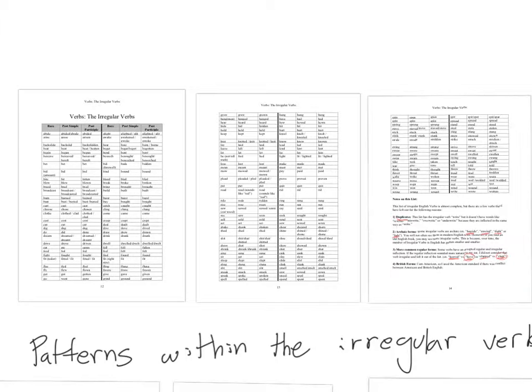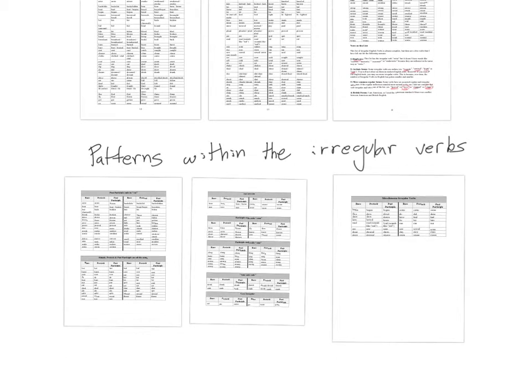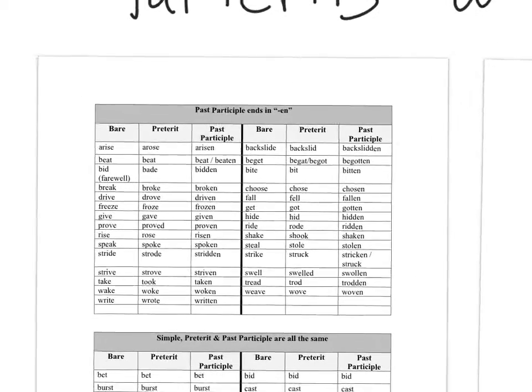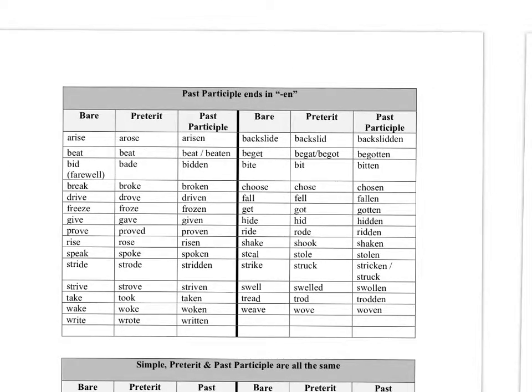So now let me show you some of the interesting groups that have appeared within this irregular verb list. So here are patterns within the irregular verbs. The first group that's worth looking at, and is probably the most famous, is that there is a group of irregular verbs where the past participle always ends with en. These are verbs like arise, arose, arisen, break, broke, broken, speak, spoke, spoken, shake, shook, shaken, weave, wove, woven. So these are the group of irregular verbs where the past participle always ends with an n.